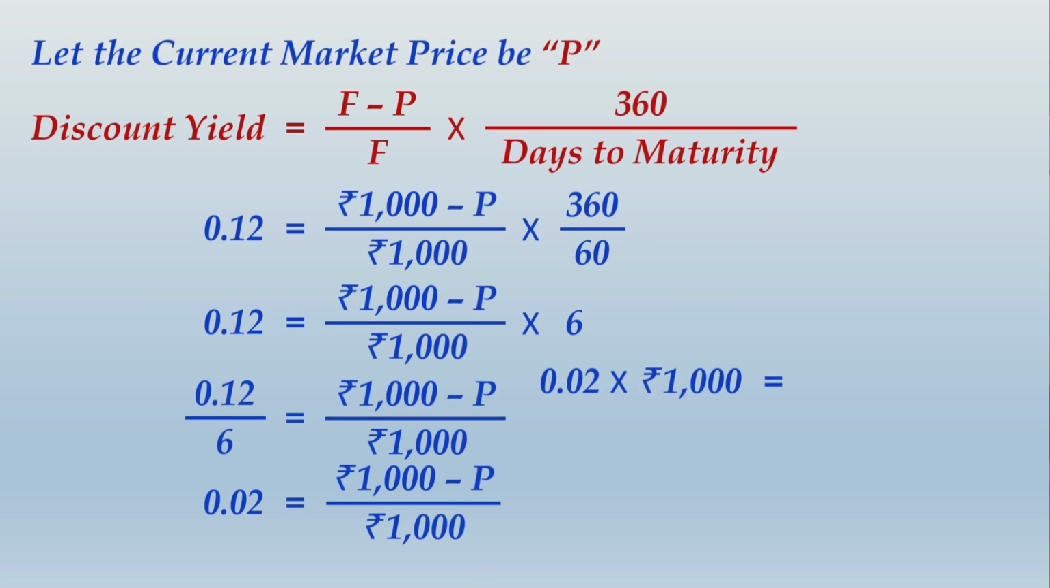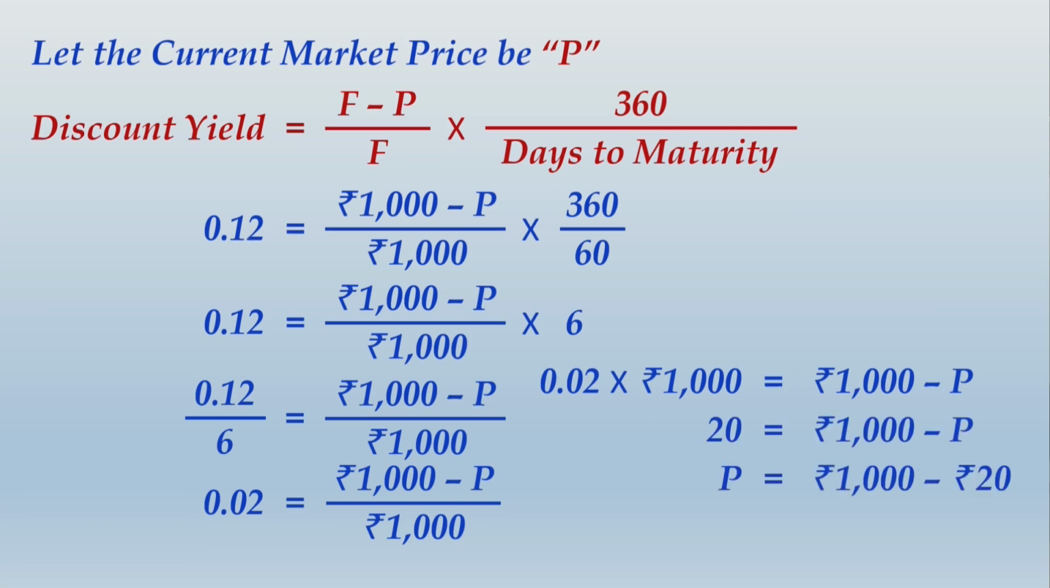When you solve this further, cross multiply: 1000 rupees into 0.02 will be equal to 1000 minus P, correct? So this will be what? Rupees 20, which is equal to 1000 minus P. So the value of P will obviously be rupees 980. So take note of this calculation, and then I take you ahead.